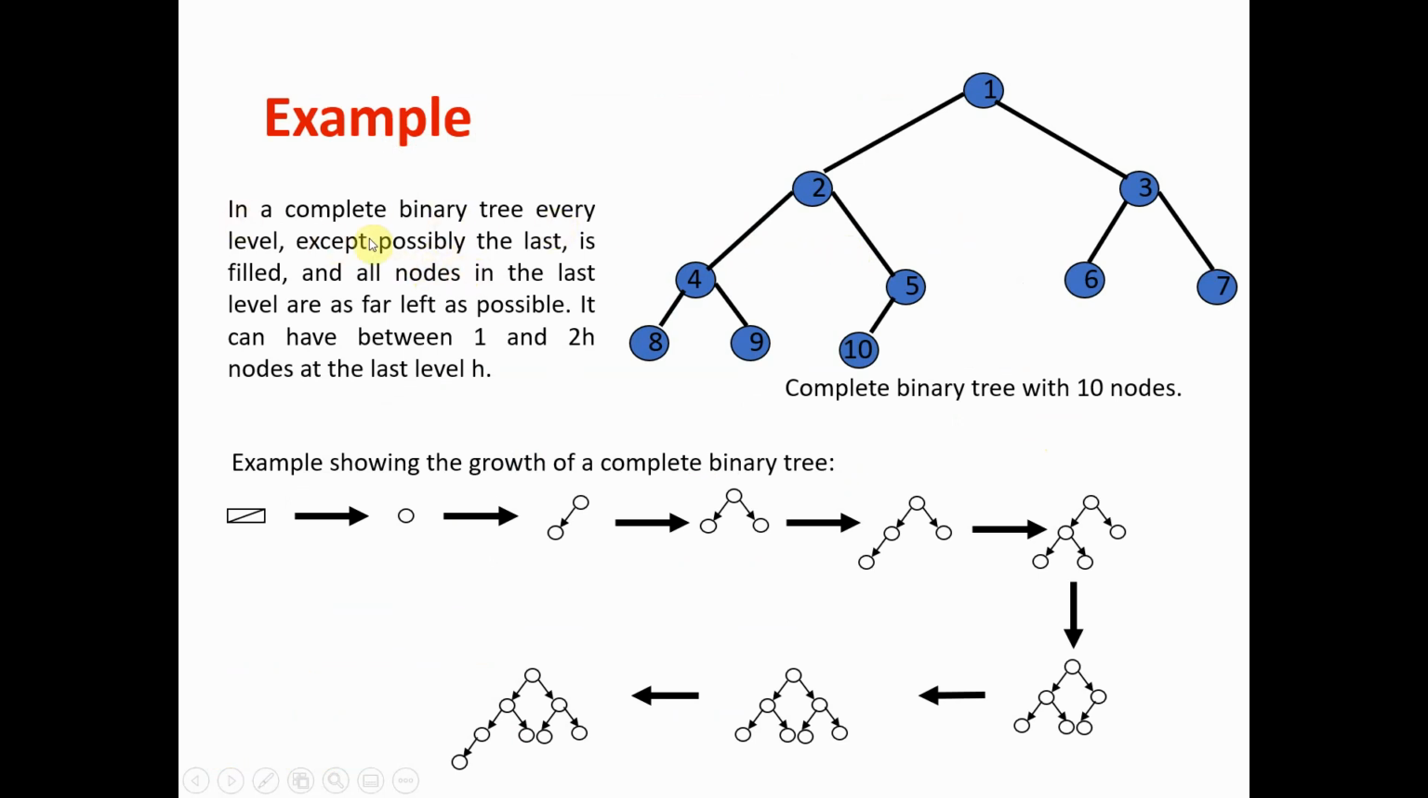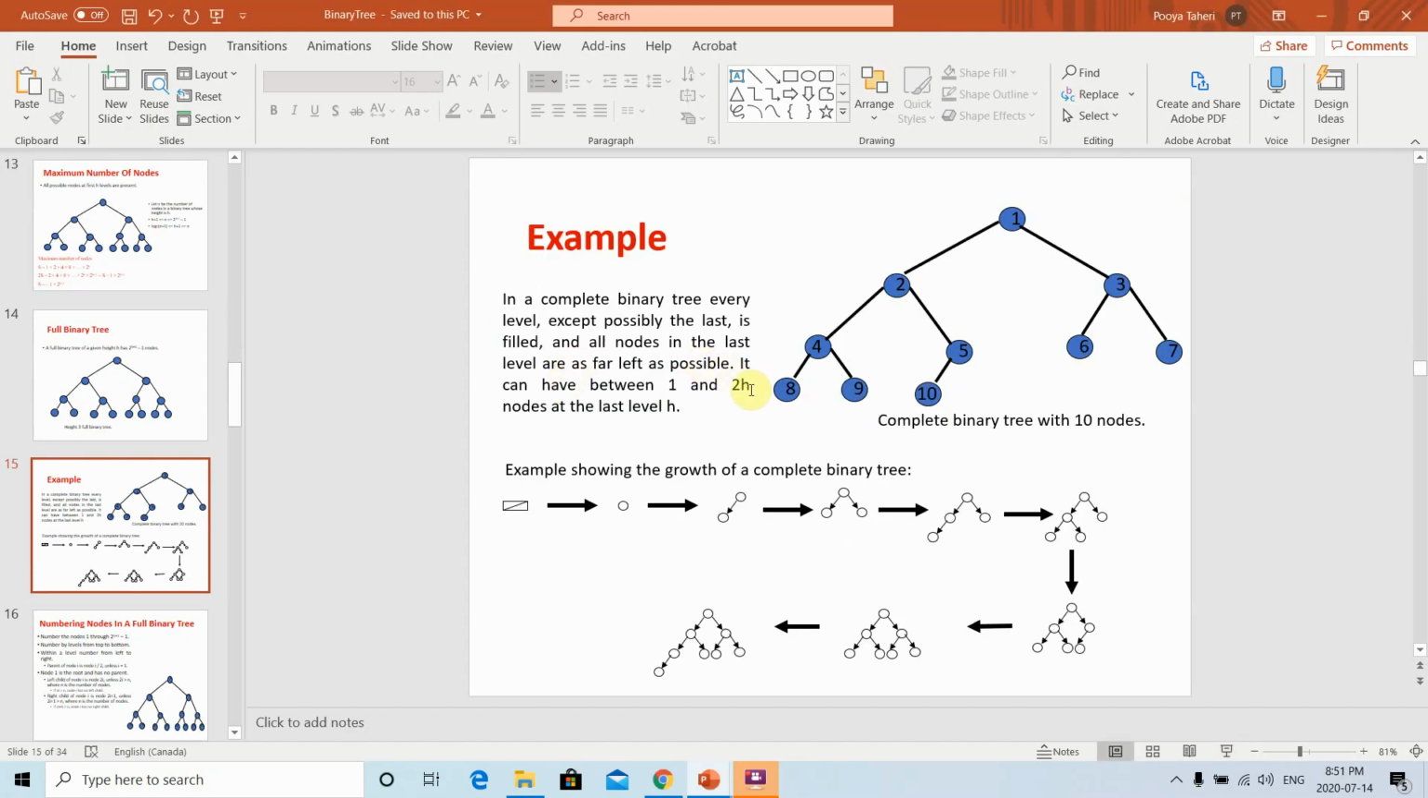In a complete binary tree, every level except possibly the last one is filled, and all the nodes in the last level are as far to the left as possible, right? And it can have between 1 and 2 raised to power h nodes at the last level. Sorry, I'll fix this later. Let's just write it like this: 2 raised to power h.